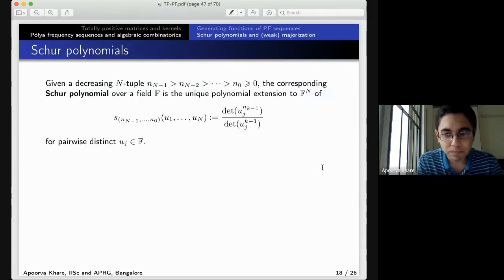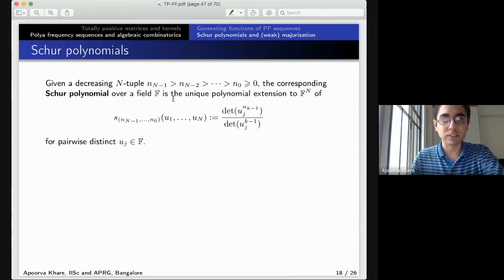So here they are. This is one definition of a Schur polynomial, and I'll tell you the other one in the next slide. Given a decreasing tuple of powers, so to the algebraic combinatorialists here, I'm sorry, this is a slightly unconventional definition. Usually powers increase and so on. But anyway, the Schur polynomial over a field is the unique extension of the following: take a generalized Vandermonde determinant, but with integer powers, divided by the usual Vandermonde determinant.